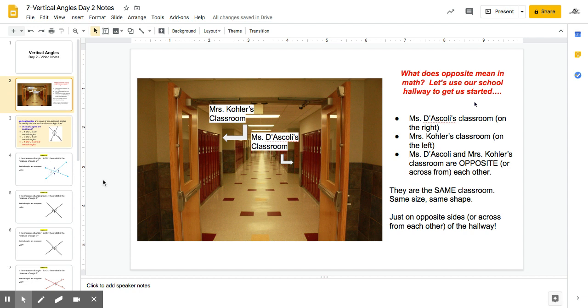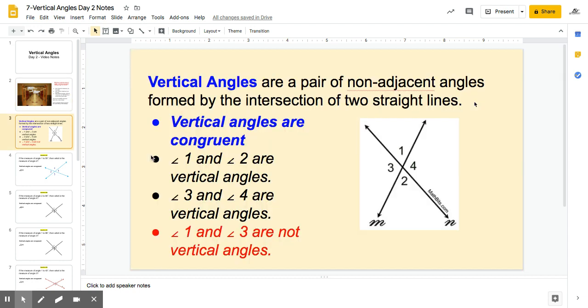So the example that we discussed was our 100s hallway, where all of the Pioneer teacher classrooms are. My classroom and Mrs. Kohler's classroom are on opposite sides of the hallway. They were directly across from each other. And that's what vertical angles are. We also need to know that vertical angles are congruent, which means they're equal to each other.